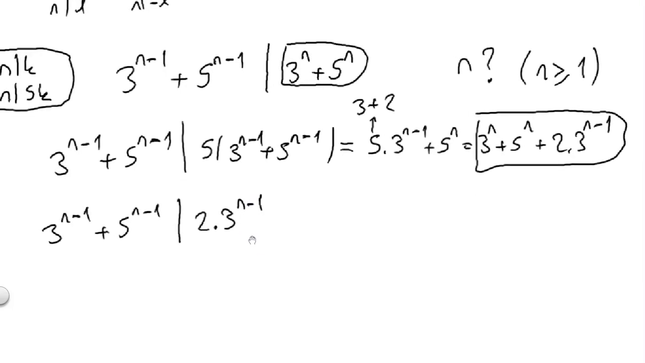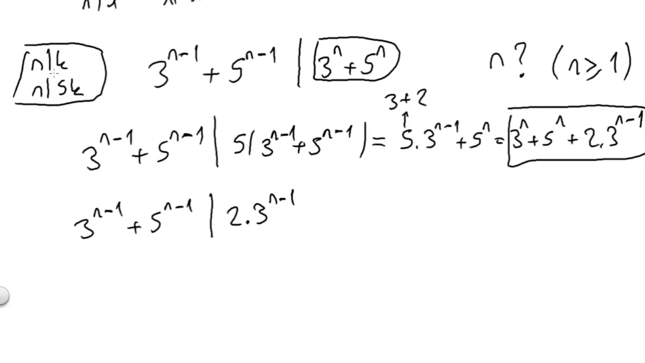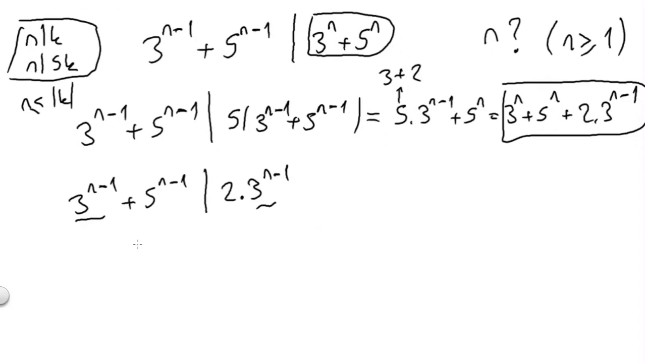Okay, but now it looks a bit sketchy, because I know that if n divides k, n has to be less or equal than the absolute value of k. But here, if I look, 3 to the n minus 1 is that, but I can just say that, obviously, 5 to the n minus 1.